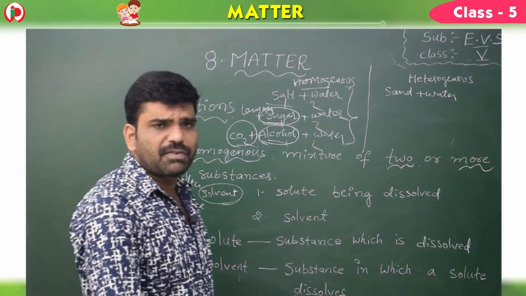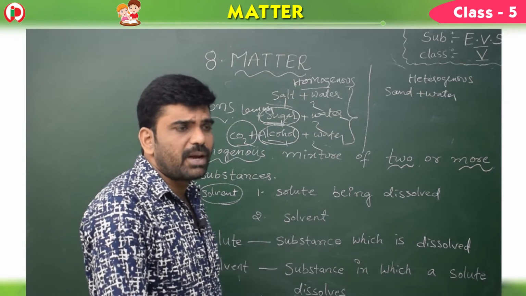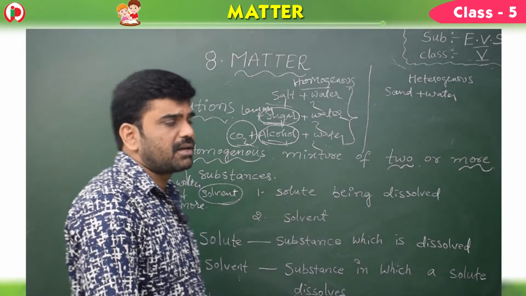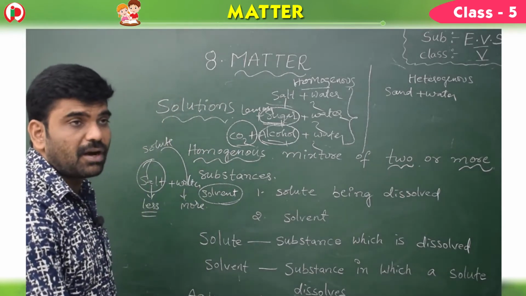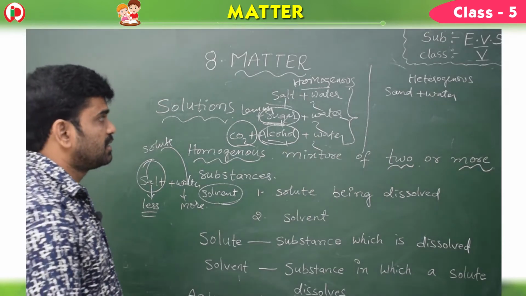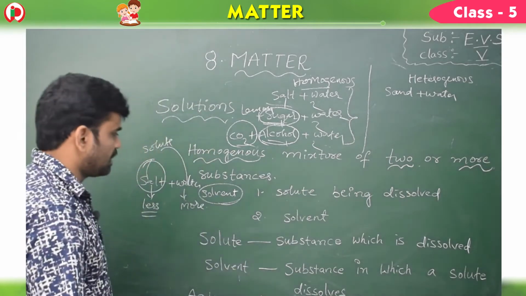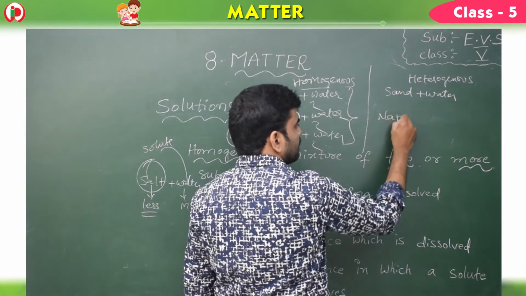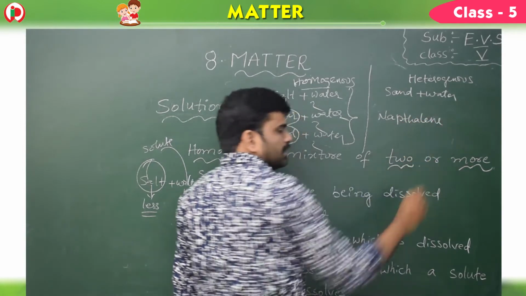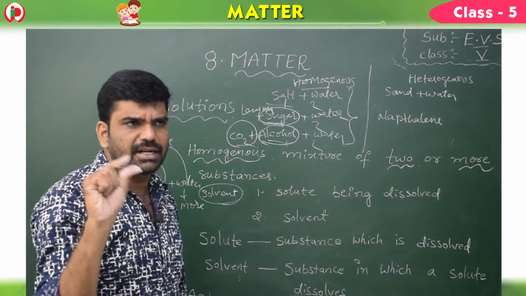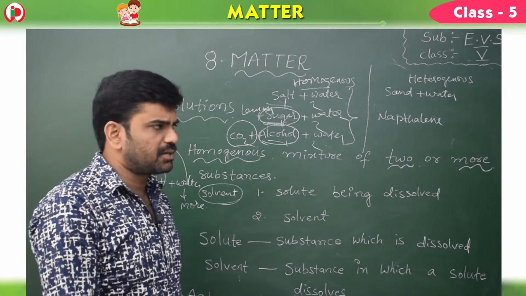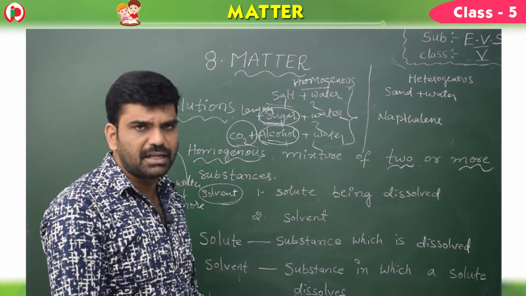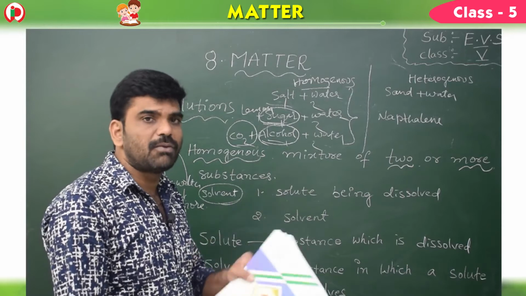In the maximum number of cases, water is used as a solvent. Why? Because so many substances get dissolved in water. That is why water is called the universal solvent. If you go for one more, naphthalene. See children, naphthalene. Do you know naphthalene? Yes, those white color balls that are kept in the clothes and almirahs, which keep the cockroaches away and give a good smell. That naphthalene is insoluble in water.